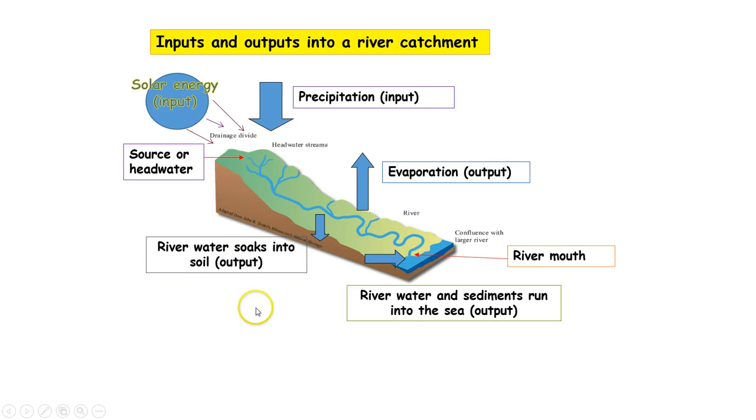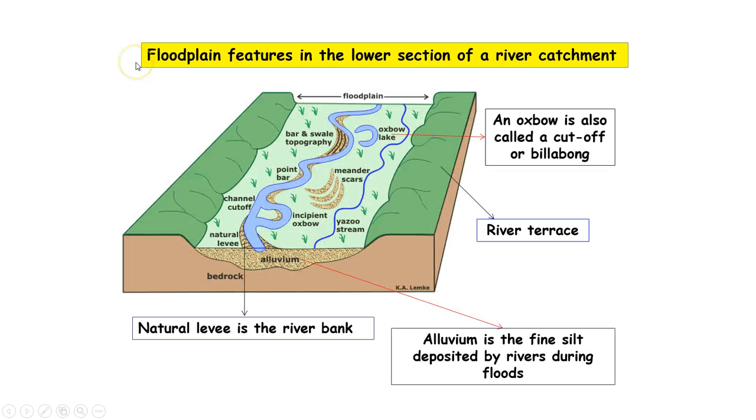A couple of outputs as it's going down the hill. River water soaks into the soil. That water can't be used again. It's obviously going into the soil. Once it gets to the bottom of its system, river water and sediments run into the sea. Again, that's an output. Evaporation is another output. So the heat coming down from the sun, heating both the soil and the water itself from the river, evaporates that water into the sky, which then is related to precipitation and causes rain, and the system continues.